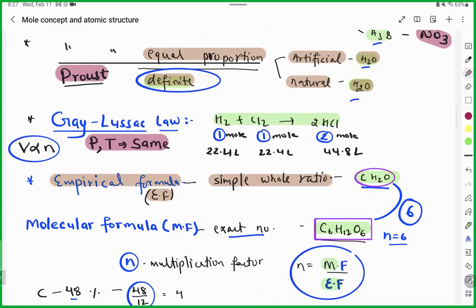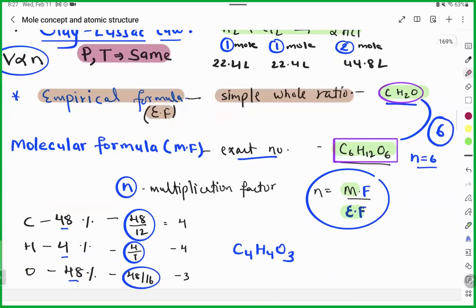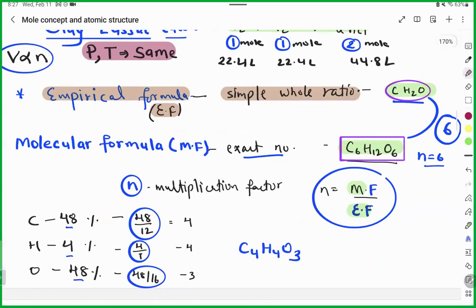Anvita, what is the difference between the empirical formula and molecular formula? Sir, I don't know how to explain properly. I don't even remember the whole thing.